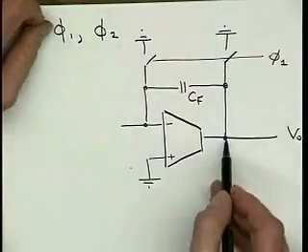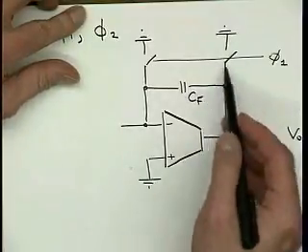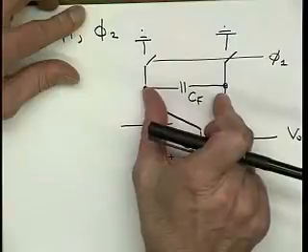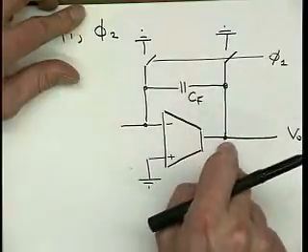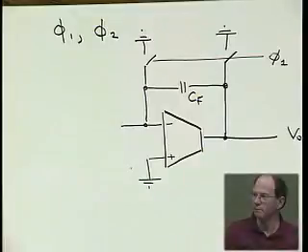Hey, wait a second. During phase 1, this switch here is not only discharging CF, but it's also shorting the amplifier output. Is it going to work? Are you going to build this circuit, short-circuiting the output? Why is it okay to do that? Yeah.